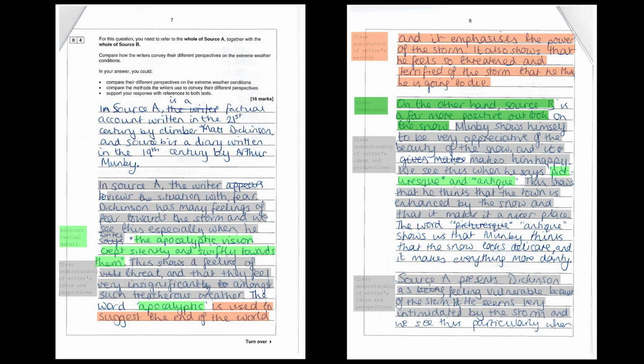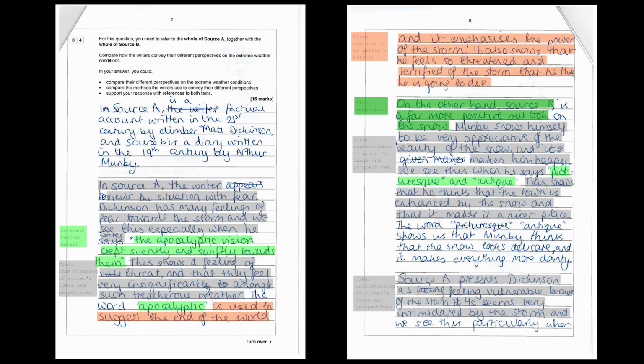It also shows that he feels so threatened and terrified of the storm that he thinks he is going to die. The 3 key elements of the mark scheme have all been covered in this paragraph here. We have a clear point, writer's opinion, we have a quotation to back up that opinion, and we have some analysis there of why that point is relevant. The source itself will present to you with opinions. You've got to find those opinions, and once you have those and you can quote them, you can really then focus on your opinion of what you think the writer is saying. The more you can develop your analysis, the higher your potential for your mark can be.